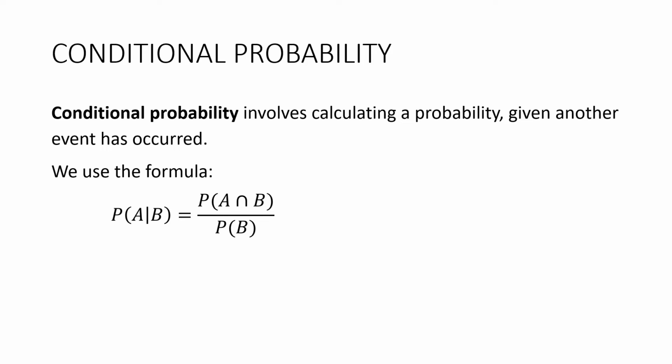So conditional probability involves calculating a probability given another event has occurred, and this is the formula that we use. This is the probability that A occurs given B has occurred. It's equal to the probability of A intersection B divided by the probability of B.